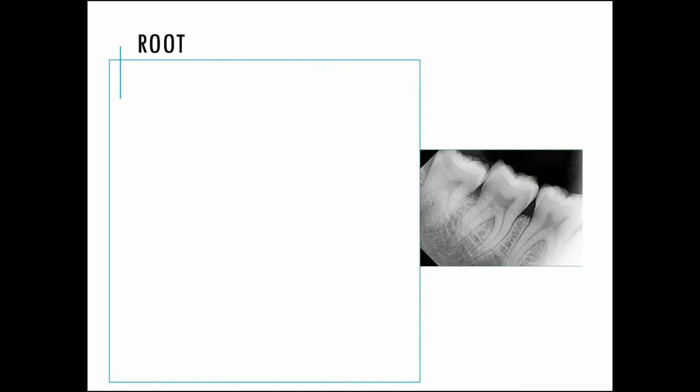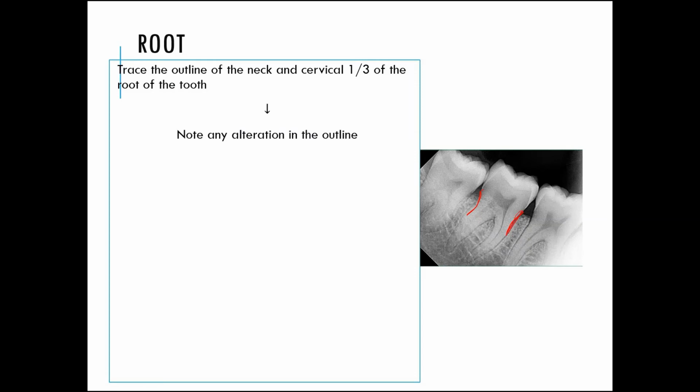Next, let us interpret the root region. Trace the outline of the neck and cervical one-third of the root of the tooth. Here we have to trace the outline and note any alteration in the outline, possible cavitation caused by root caries. Note any alteration in the density of the root dentin.